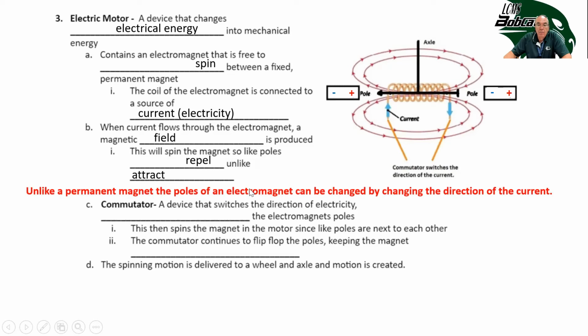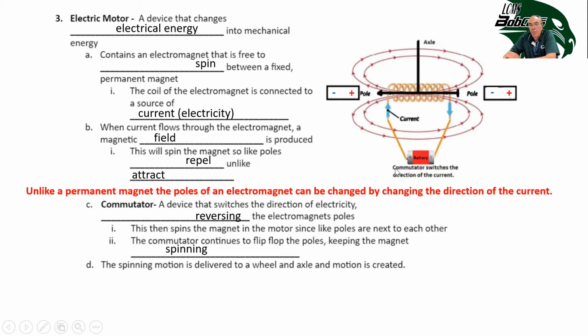Unlike a permanent magnet, the poles of an electromagnet can be changed by changing the direction of the current. So now we need to be able to change the direction of the current. So there's a switch in an electric motor called a commutator. The commutator is a device that reverses the direction of electricity. This then spins the magnet in the motor since the like poles are always next to each other and repelling. The commutator continues to flip-flop the poles, keeping the magnet spinning.